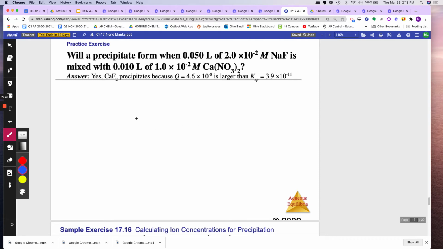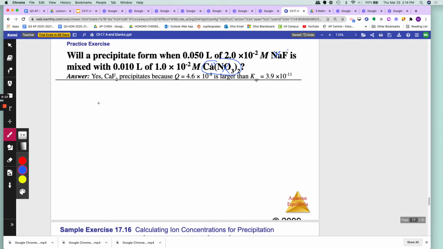Okay, so here's my equation. I have CaNO3. I'm going to ignore the NO3 again, so I have plus 2 pretty much. And I have NaF. I'm going to ignore the Na, so I just have F. Okay, so I'm going to go ahead and write the equation.